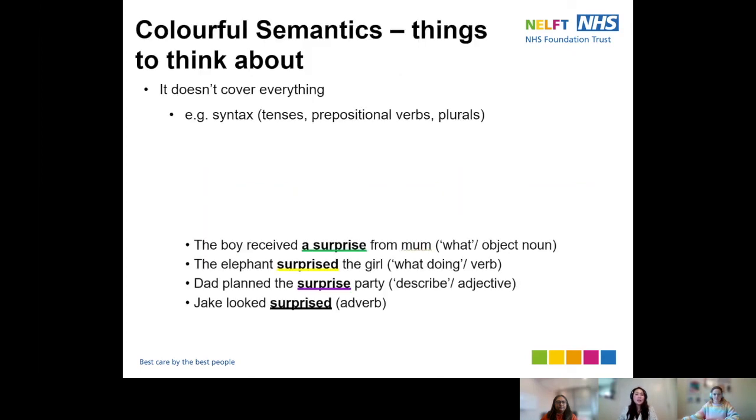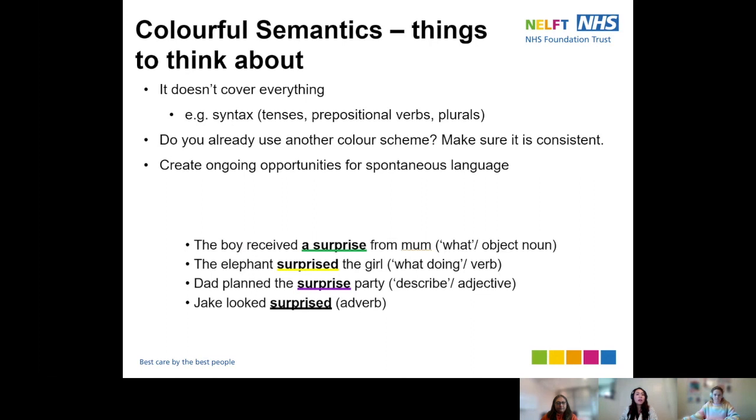Okay, so Colourful Semantics does cover a lot of really brilliant visual strategies, but there's also some things to think about. It does not cover everything. So for example, syntax, like tenses, prepositional verbs and plurals. Also have a think about, does your setting use another colour scheme already? If so, please make sure you use the consistent colour coding scheme that you already use. Think about, how do you create ongoing opportunities for spontaneous language? How do you support the child to generalize what they have learned in your session?